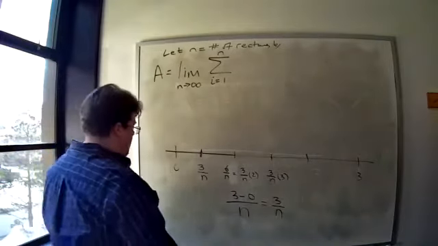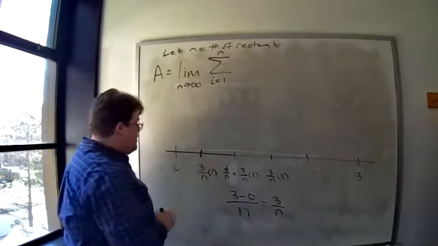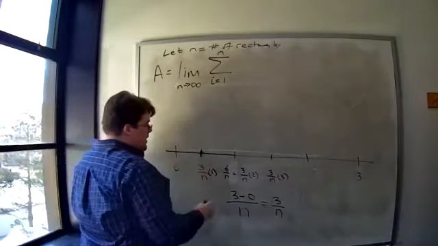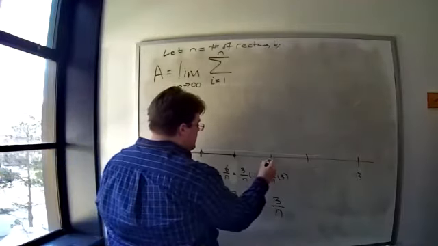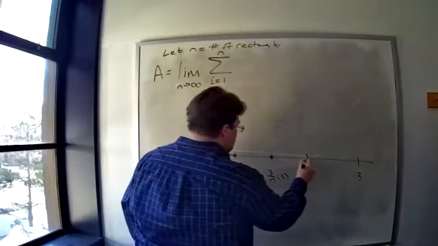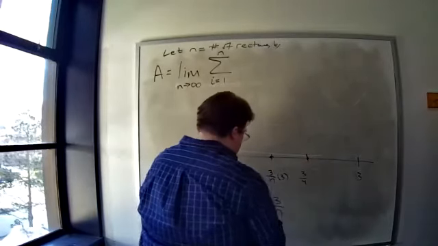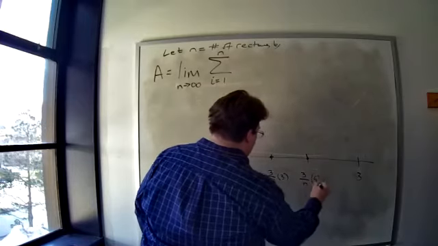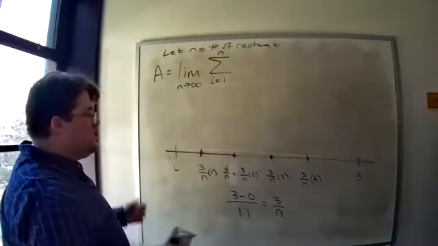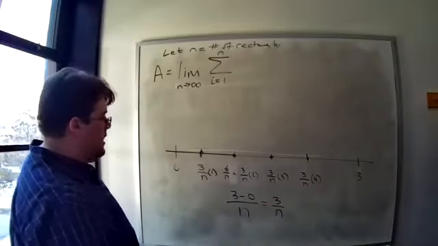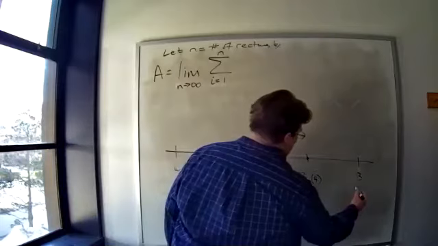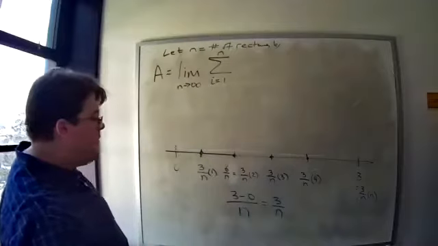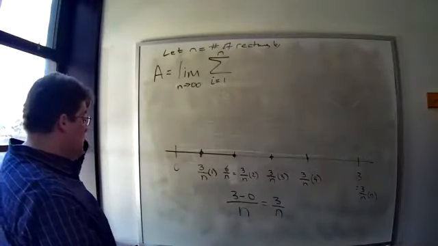And you can see a pattern developing. Because here, I didn't write it, but here, there's 1 3 over n. So this is 3 over n. This is 2 3 over n's. This is 3 3 over n's. The next one would then be 4 3 over n's. And so on, until you got to the last one, which would be n 3 over n's, which simplifies to just 3.